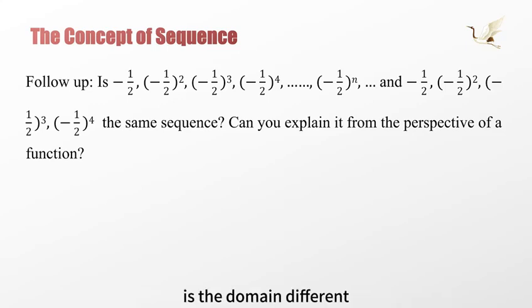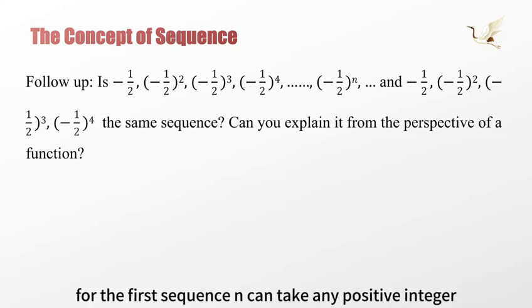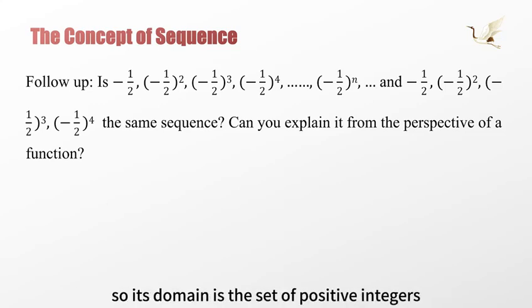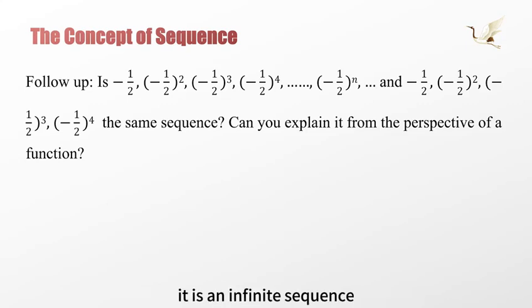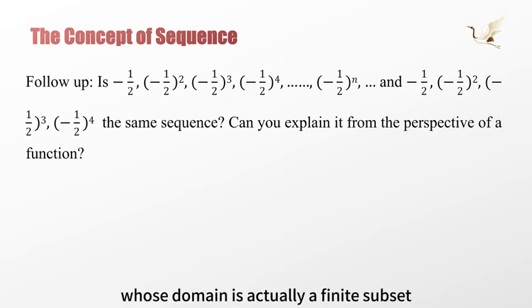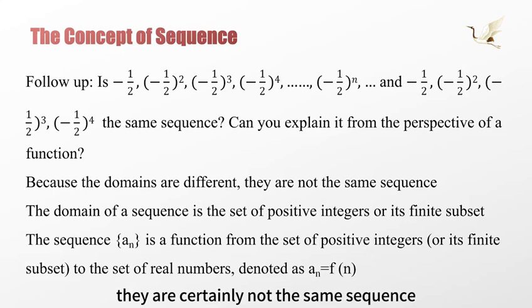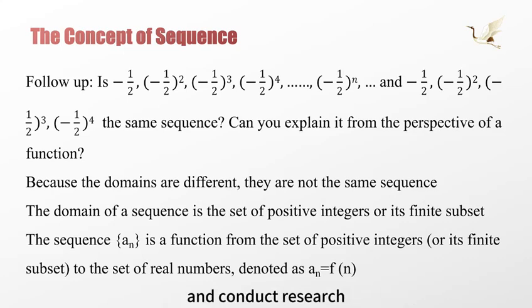Is the domain different? The domain is the range of values of the independent variable. For a sequence, the independent variable is the number n. For the first sequence, n can take any positive integer, so its domain is the set of positive integers. It is an infinite sequence. And the second sequence is a finite sequence, whose domain is actually a finite subset of the set of positive integers. Because the domains are different, they are certainly not the same sequence. The key to solving the problem we just encountered is to treat the sequence as a function and conduct research.